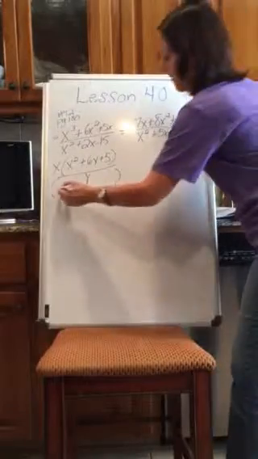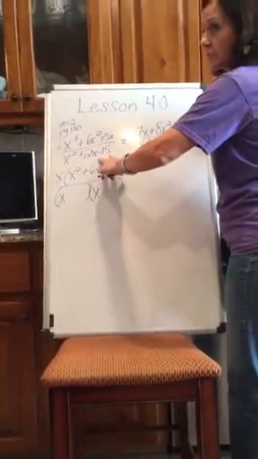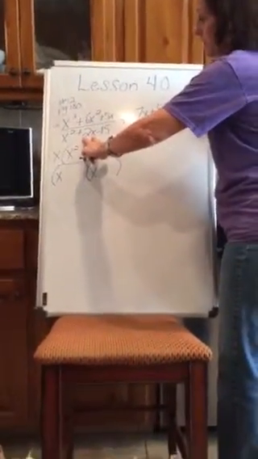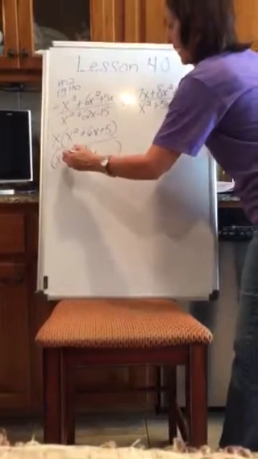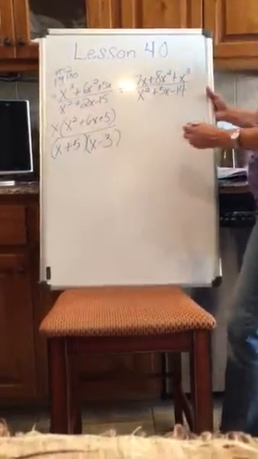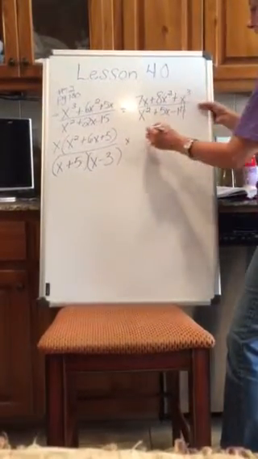factor the denominator. My first term is x. Then I look at factors of 15 such that when they're multiplied together, I get negative 15. Add them, I get positive 2. So that is plus 5 minus 3. I'm going to go ahead and flip this to multiply.